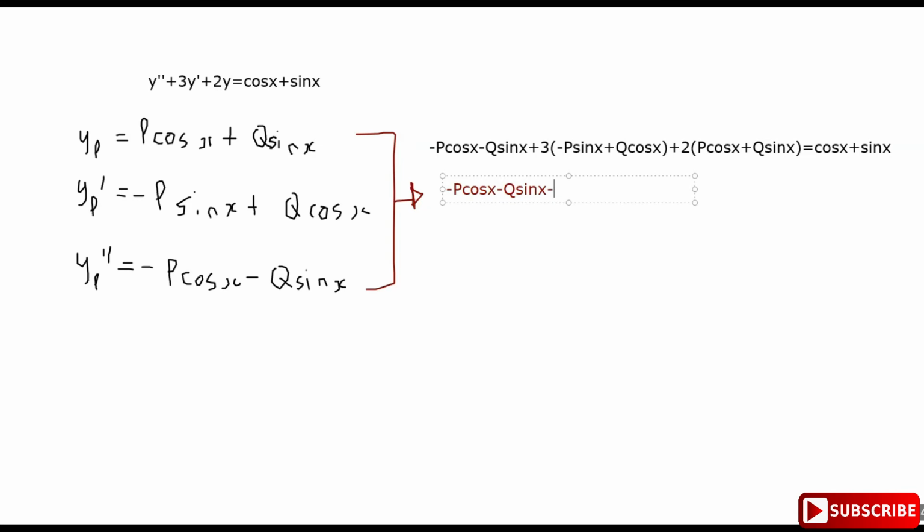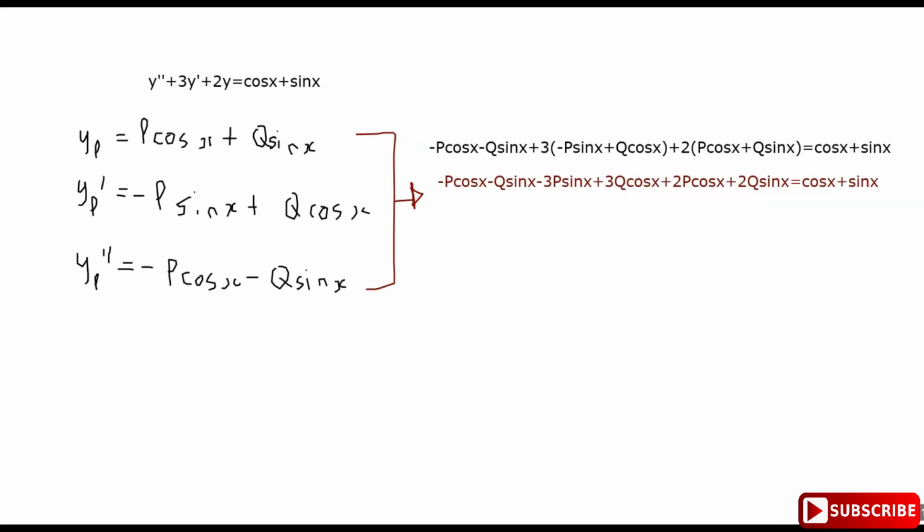Then that looks like minus 3p sine x plus 3q cos x plus 2p cos x, and that's plus 2q sine x, and that's equal to cos x plus sine x. That's what we're getting. Nice and easy, soft. Now that this is what we're getting, what do we do?